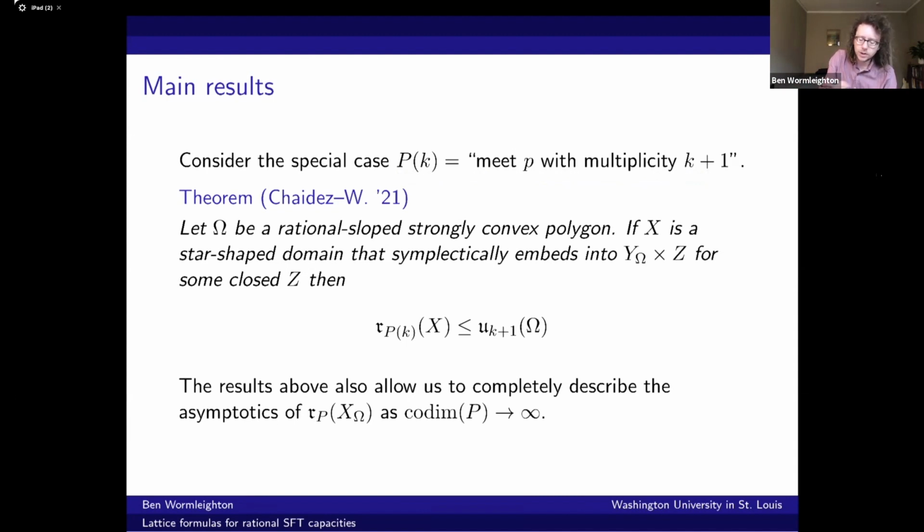Let omega be rational sloped, strongly convex again. If X is star-shaped and embeds into the product Y omega cross Z for some closed Z, then this capacity RPK of X is bounded above by UK plus 1 of omega. The discrepancy between K and K plus 1 is just an indexing thing. The point is, our UKs also provide obstructions to stabilized embeddings. I should say that these RPKs are also known as GK in some of Kyle's papers.